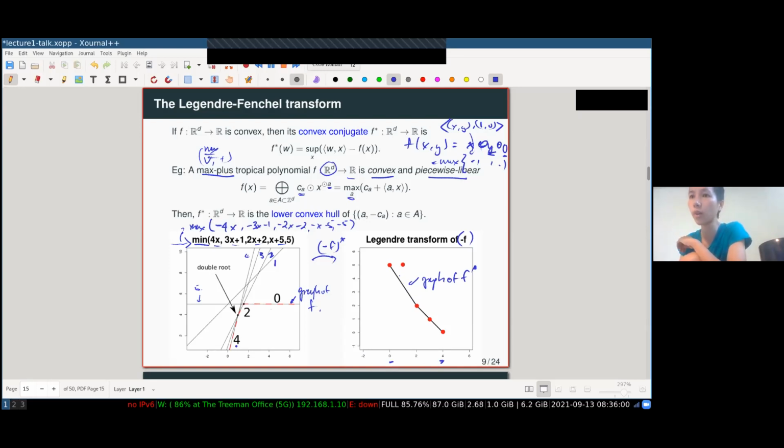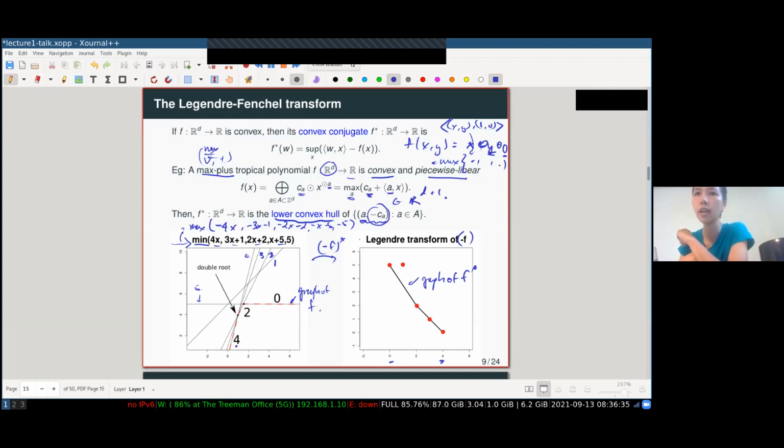And the quickest way to construct the graph of f star is to know this trick, which is that f star is simply the lower convex hull of a bunch of points in R^(d+1). These points are A, which is the slope, the support vector for each of my hyperplanes, and then minus c_A, which is the minus of the coefficient in front, the minus of the affine term.